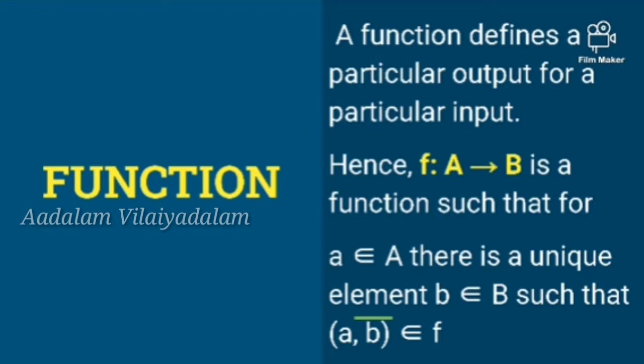Here, a function defines a particular output for a particular input. Hence, f: A → B is a function such that for a ∈ A, there is a unique element b ∈ B such that (a, b) ∈ f.